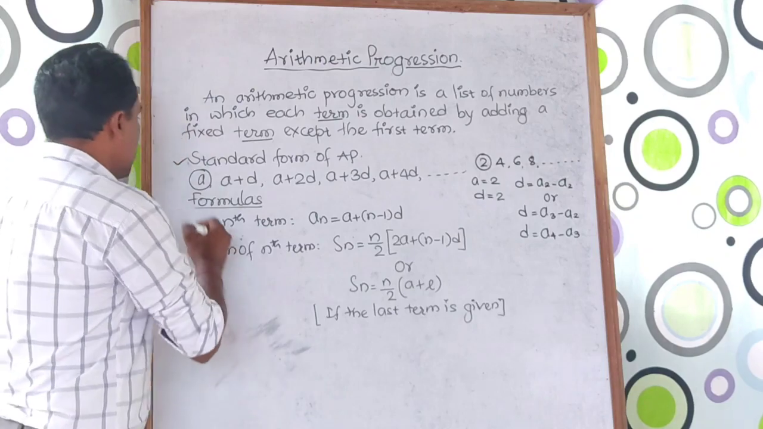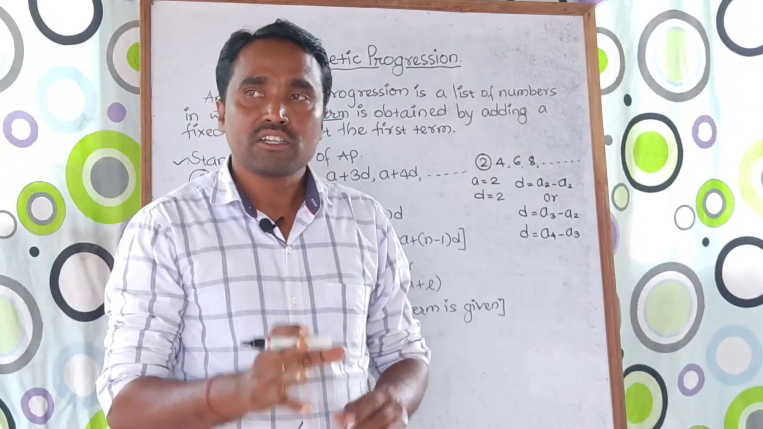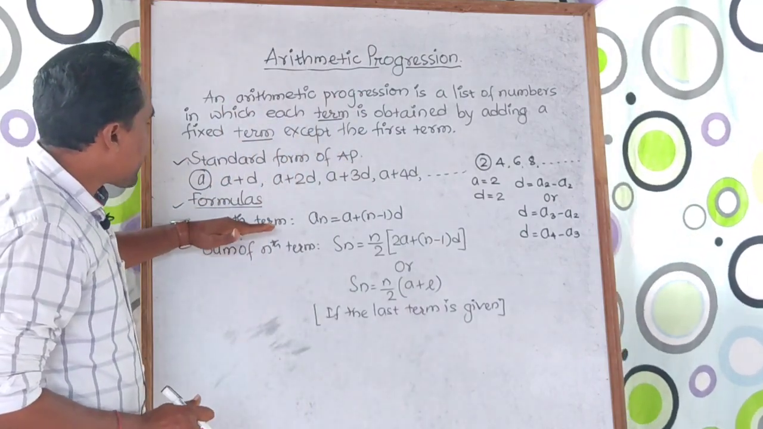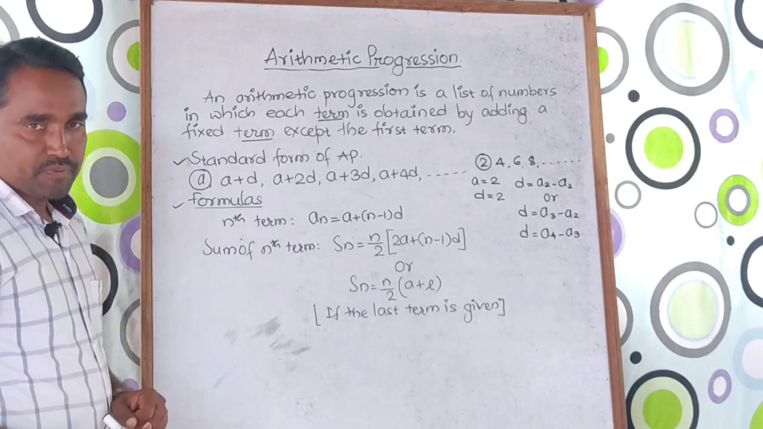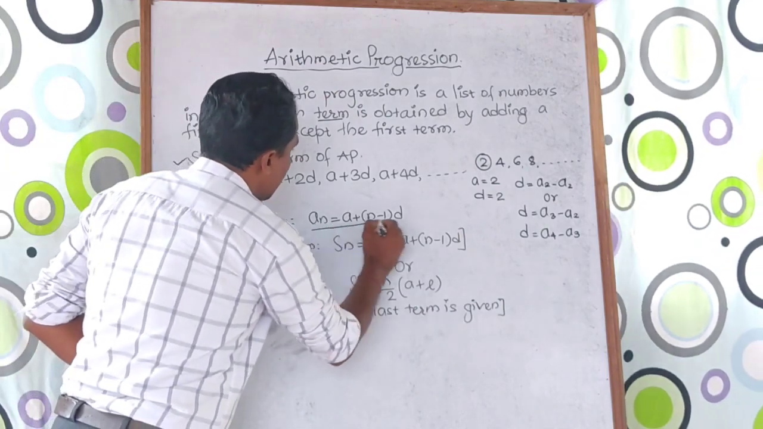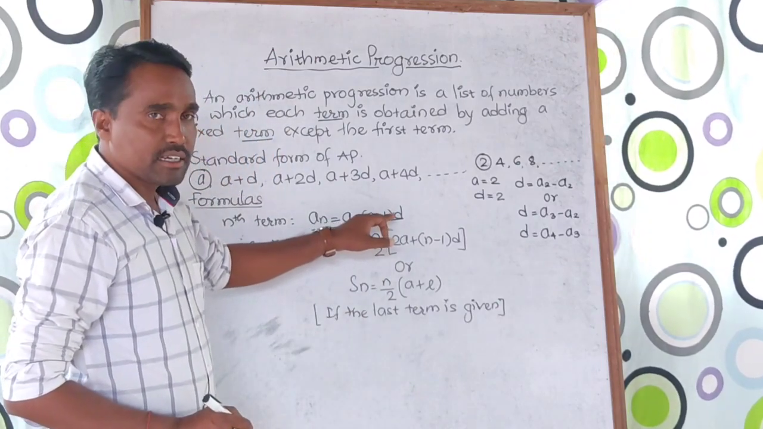Now look at the formulas, which we can use here very easily to find out the terms. Number 1 formula is to find the nth term of an AP. To find out the nth term of an AP, the formula is here: nth term equal to A plus (n minus 1) D.